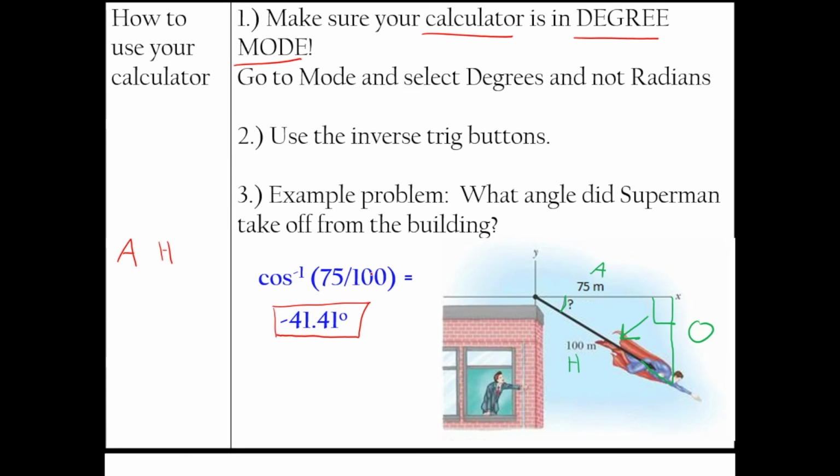If I plug this in my calculator though, I would just get positive. But I'm telling you that it's negative. And why is it negative? It's negative because it's under the x-axis. So imagine this line as the x-axis. This angle is under it, so therefore it's going to be a negative angle.